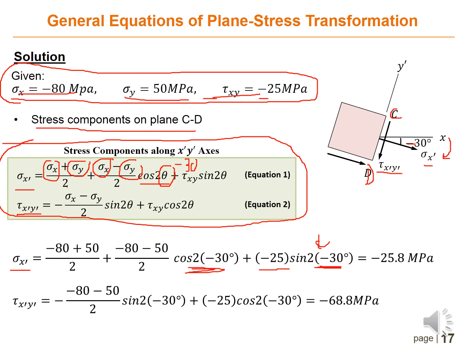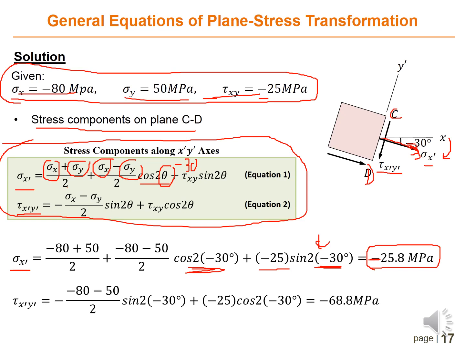So what happens if you have a negative value here? First we assumed that sigma x is acting outward, in this direction, but we got a negative value. That means the normal stress for x prime is actually acting inwards. That's why we got a negative value here.